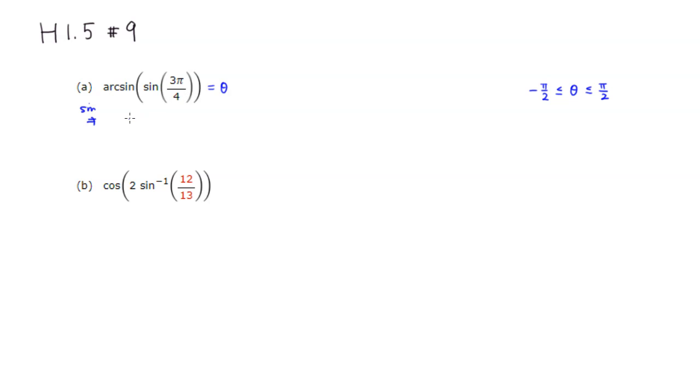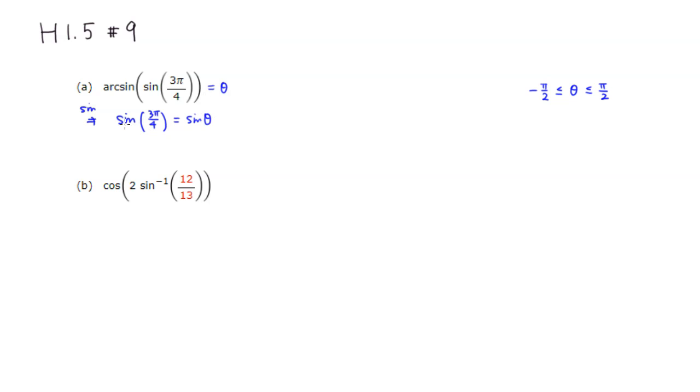Then it's going to be simply sine of 3 pi over 4 is equal to, sine and arcsine cancel out because they are inverses of each other, then you have sine of theta.